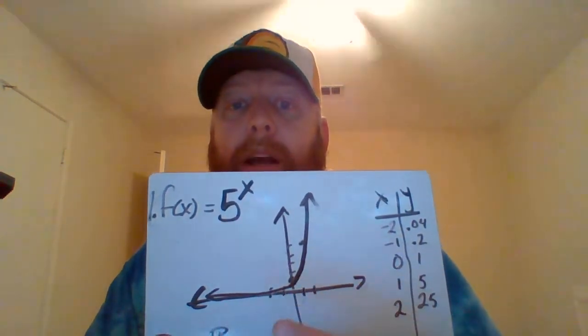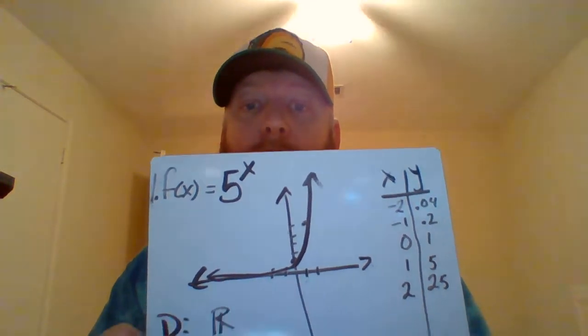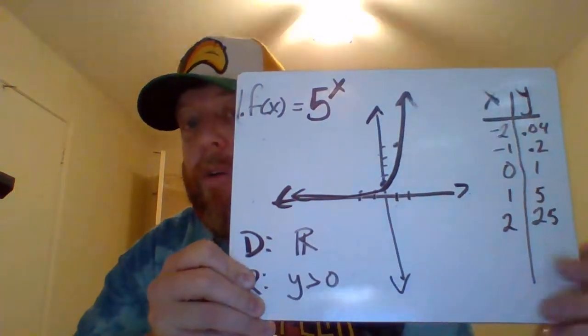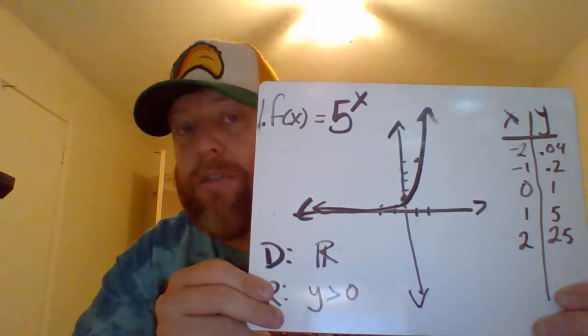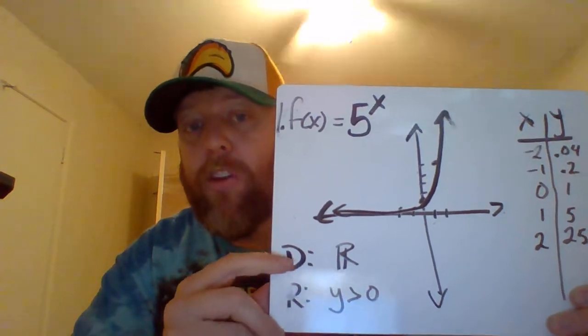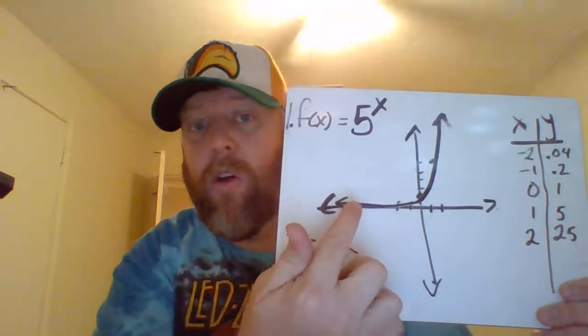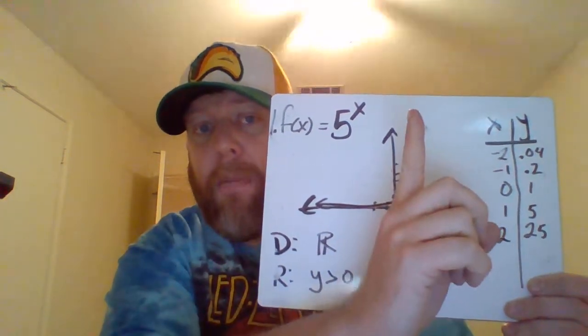So we know because A is positive and C is 0, our range will be y is greater than 0. And because it's a theoretical problem, because there's no real world word in this, we know that the domain is all real numbers. It's going to continue going to the left forever, and it's going to continue going up and to the right forever. All right. Number 2.